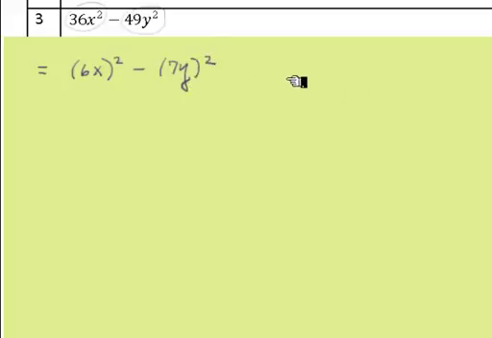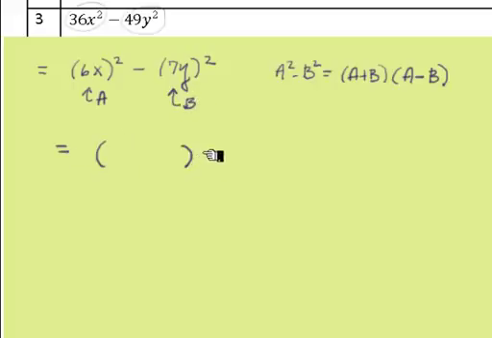And we have our formula for factoring a difference of 2 squares. It goes like this. a squared minus b squared is equal to a plus b times a minus b. So in this case, a is 6x, and b is 7y. All right, so we factor this as a difference of 2 squares. We put 6x plus 7y in the first set of parentheses, and 6x minus 7y in the second.